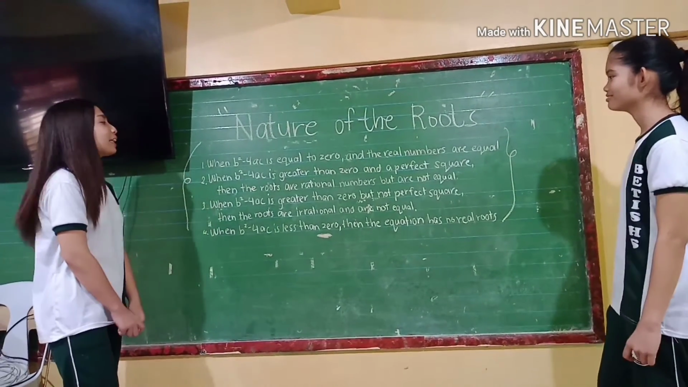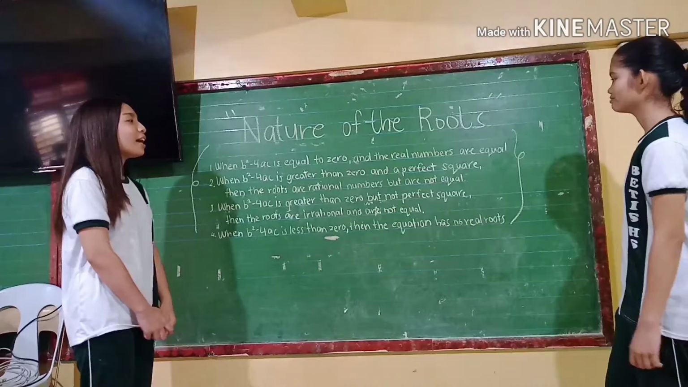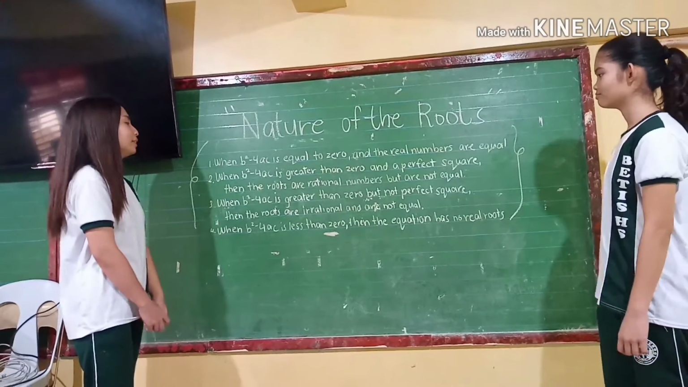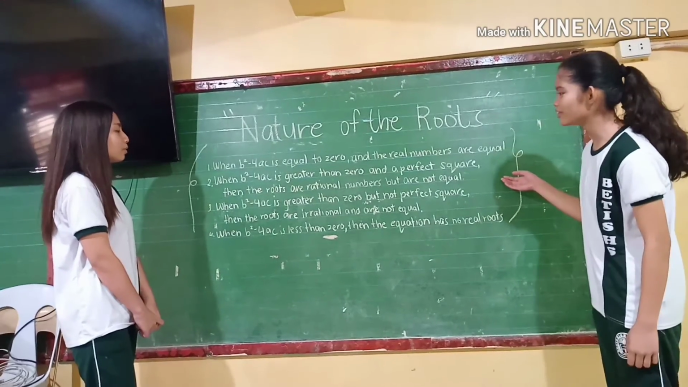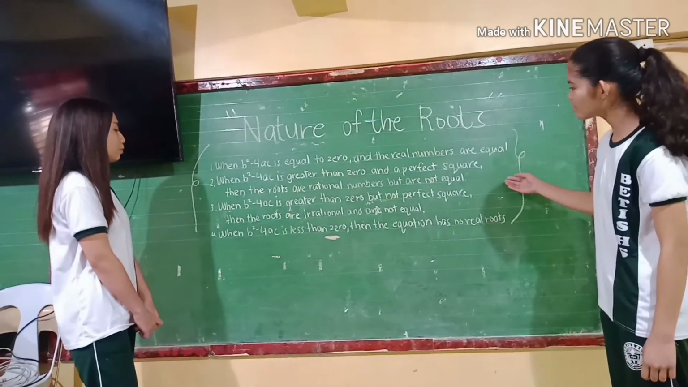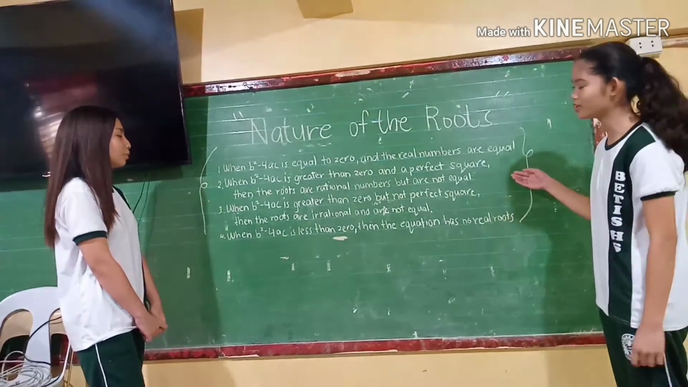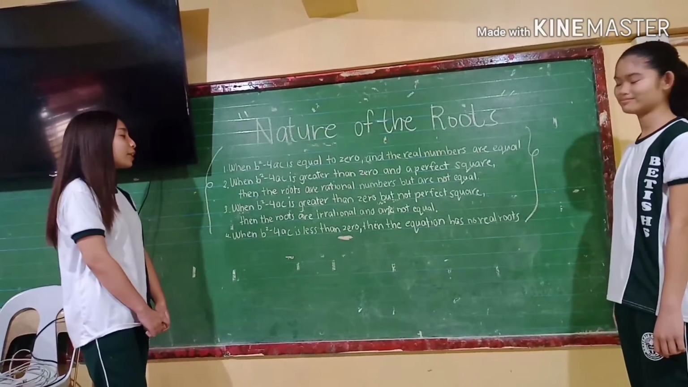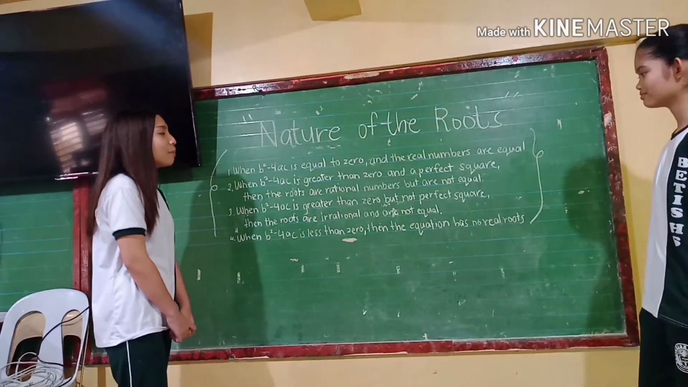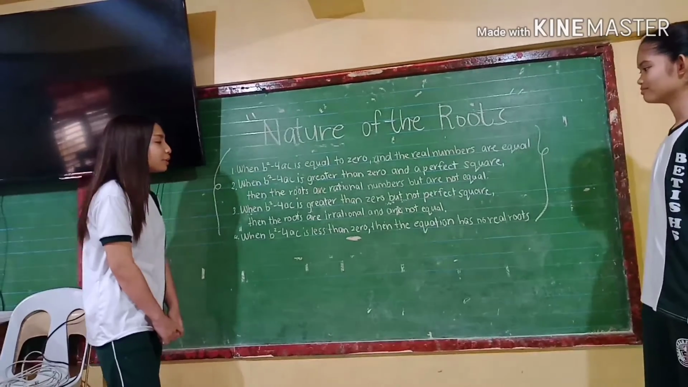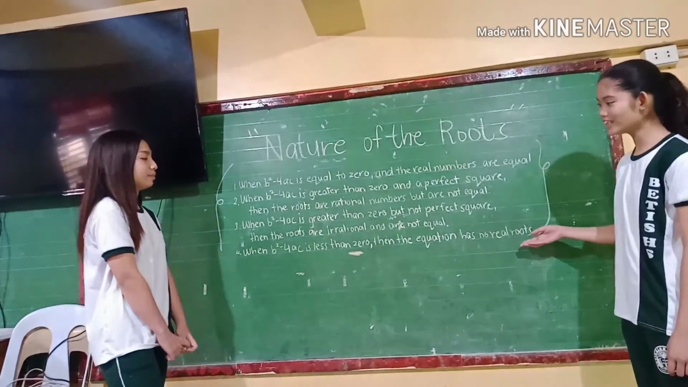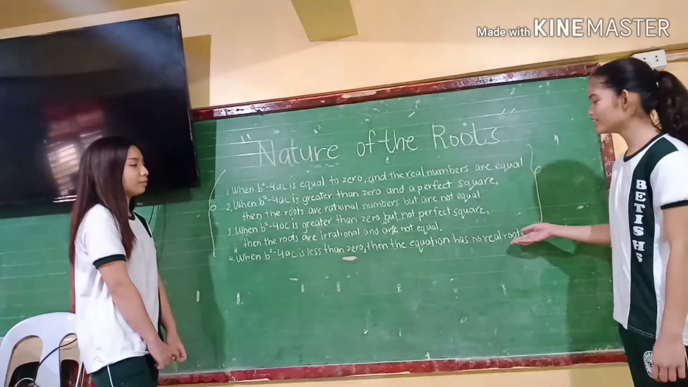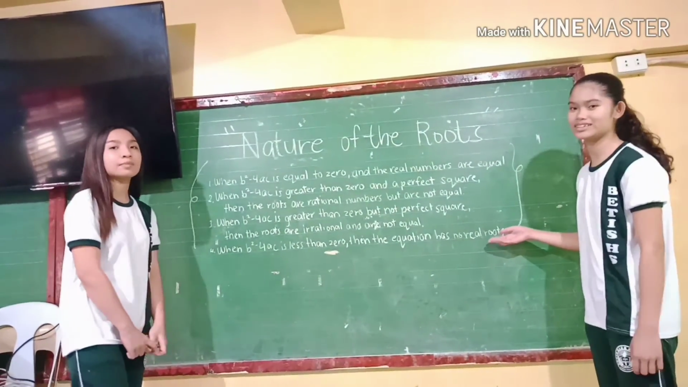When b squared minus 4ac is equal to 0, the roots are real numbers and equal. When b squared minus 4ac is greater than 0 and a perfect square, then the roots are rational numbers that are not equal. When b squared minus 4ac is greater than 0 but not a perfect square, then the roots are irrational and not equal. When b squared minus 4ac is less than 0, then the equation has no real roots.